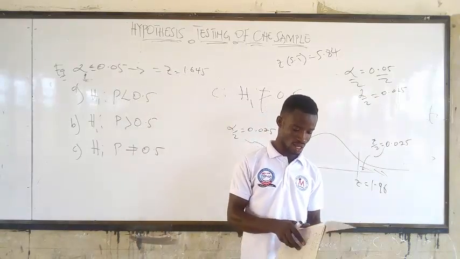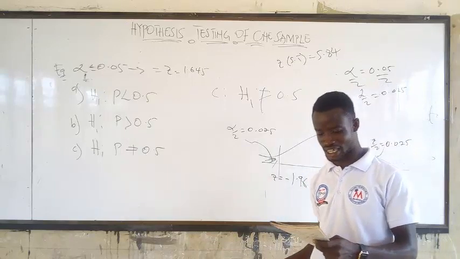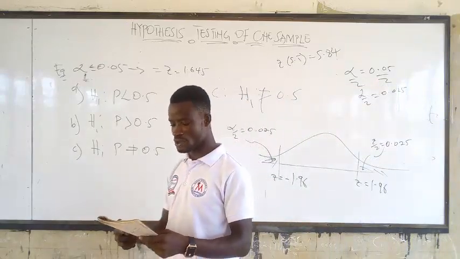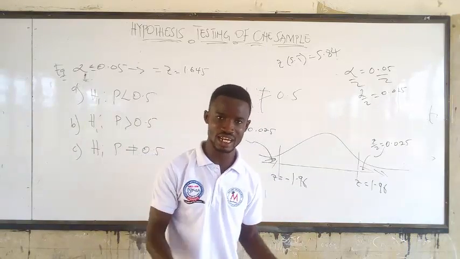So in our next step, we are going to see another method of making our decision, that is the p-value.